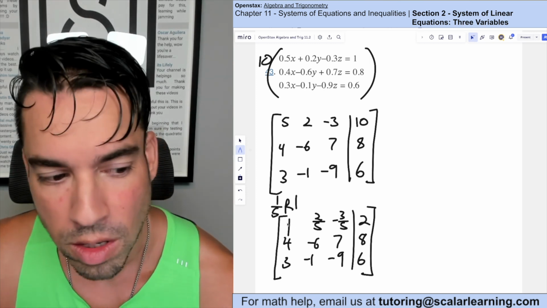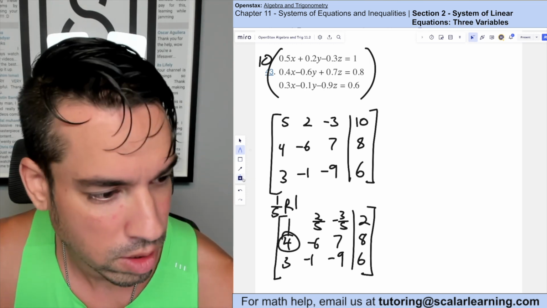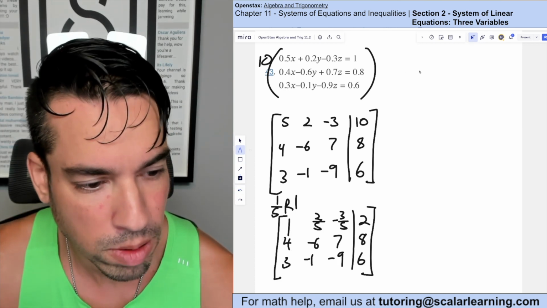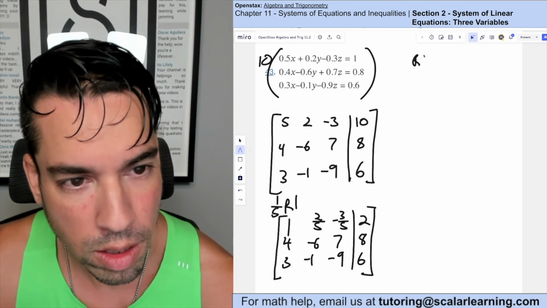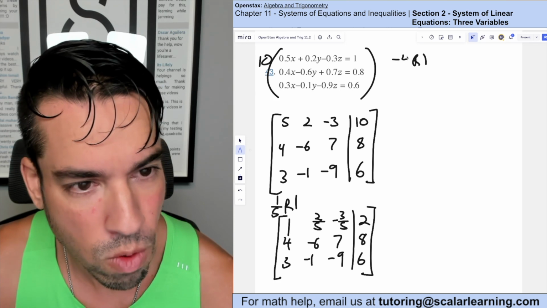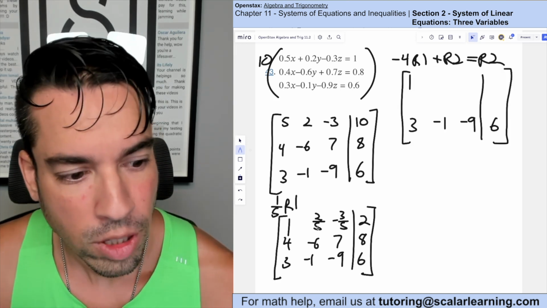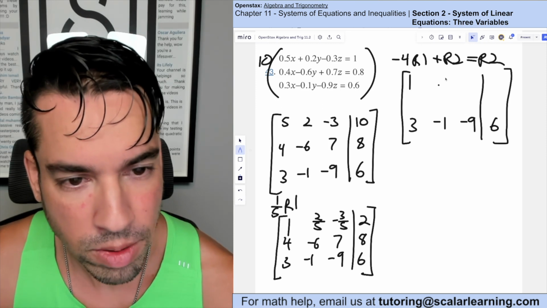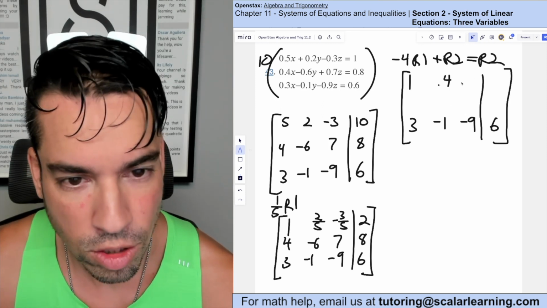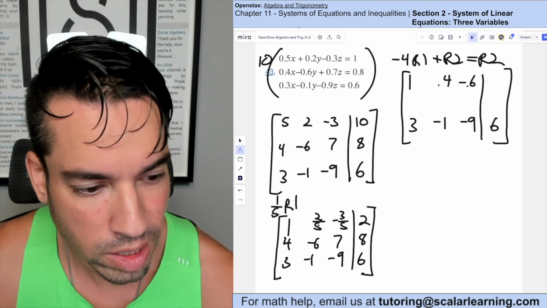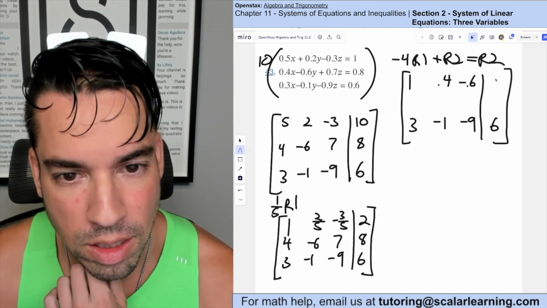All right, cool. Now I'm going to use this 1 to zero out this one. So I'm going to multiply row 1 by -4 and add it to row 2, and we'll get a new row 2. Let's write that out. And actually, I'm going to rewrite this in decimal format. I think for the time being, it's just going to be easier to do the calculation. So that's going to be 0.4, -0.6, and then this is still 2.